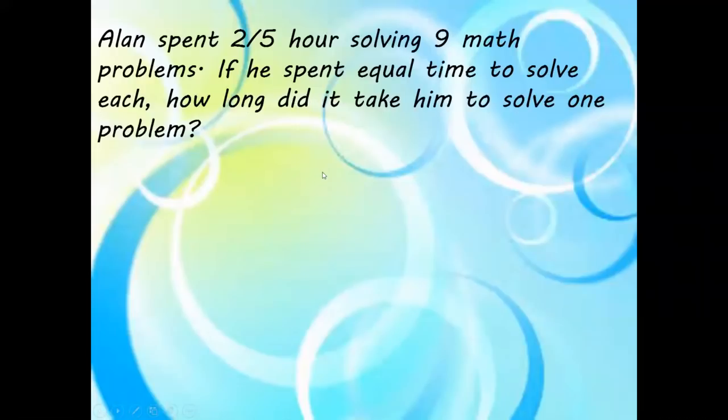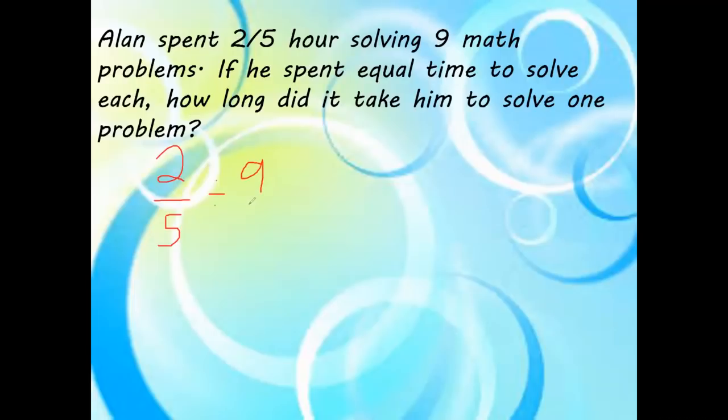So Alan spent 2/5 of an hour solving 9 math problems. If he spent equal time to solve each, how long did it take him to solve one problem? So here, it says Alan spent 2/5 of an hour solving 9 math problems. Meaning, 2/5 will be your dividend because you're going to divide this by the number of problems to know how long Alan spent on solving each problem. So we're going to divide this by 9.